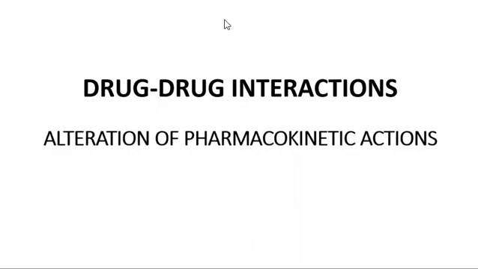Hello guys, and welcome to the drug-drug interactions wherein we are going to focus more on the alteration and pharmacokinetic actions. And as we said earlier, pharmacokinetic interactions merely focus on the concentration of the drug in the body, and the causality may be related to the pharmacokinetic actions of two interacting drugs in the system when taken concomitantly.